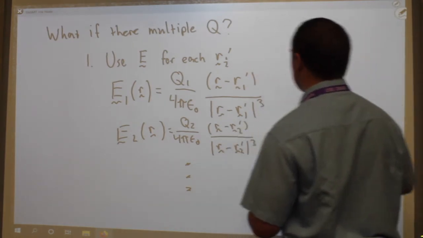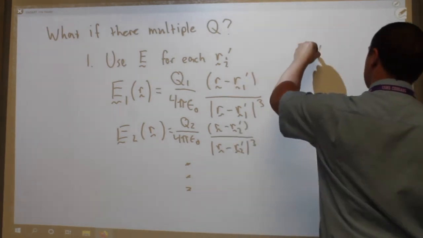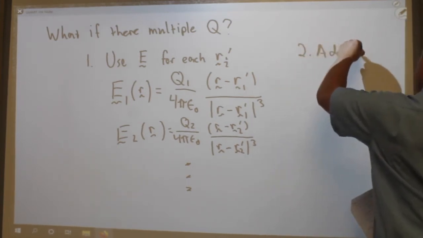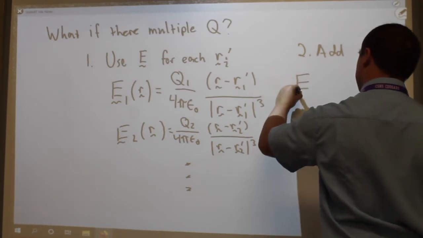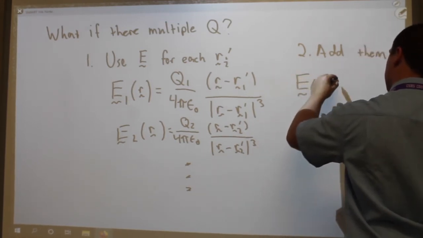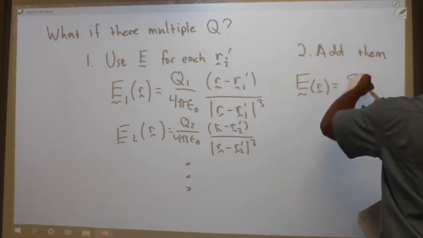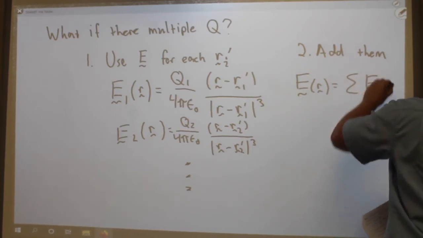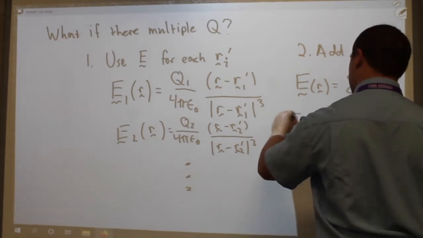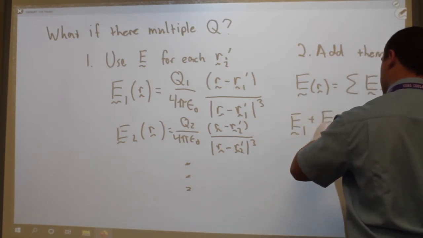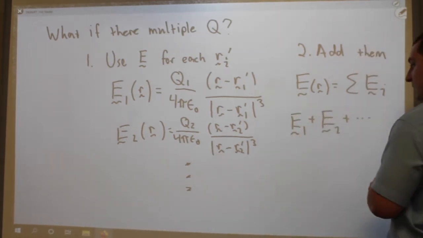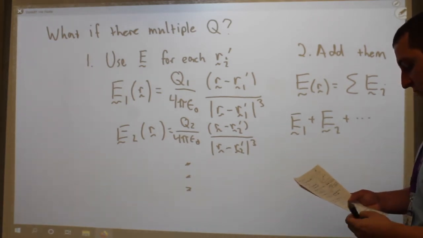And then the second step is to just add them, just like we do for forces. So now the total electric field at whatever position you're at is the sum of all of the individual electric fields. So this would be the first field plus the second field, and so on, for however many fields you have, for however many charges.